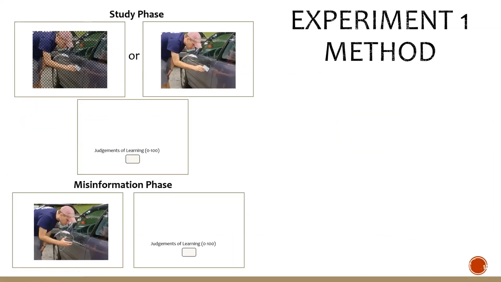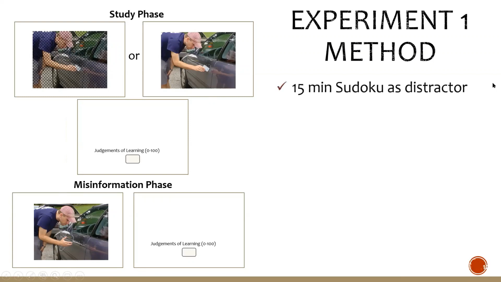In our experiment 1, in the study phase, we presented participants with 4 disfluent and 4 fluent stories. Each image in the stories was followed by a JOL. In the misinformation phase, we only presented the fluent version of the stories, including small changes. Here is an example: a credit card changed to a hanger.